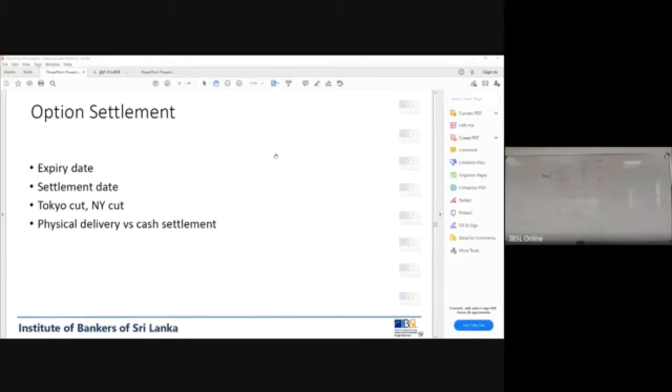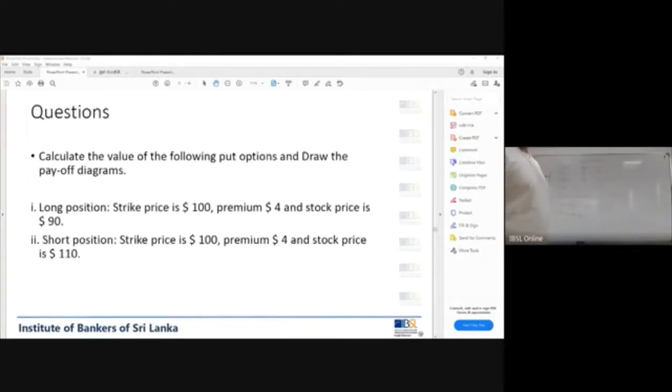Now, without doing all that, if I simply give him 50 rupees at the expiry date, that is as good as settlement of the transaction. It's called cash delivery. It's another way of settling options, derivatives. Okay, so let's try these questions.